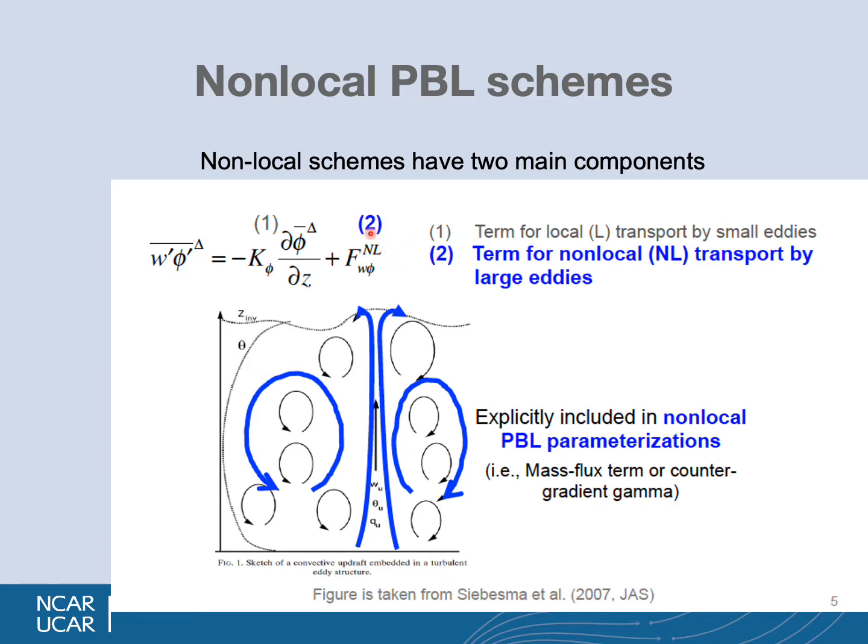The non-local term represents mixing or eddies that are actually not proportional to the local gradient, but more deep, for example, represented here by these larger blue arrows, which are bigger than the vertical grid scale. So a lot of schemes have to deal with these types of eddies and treat them separately from the local, more diffusion-like eddy flux. These non-local terms, as mentioned here, can either be represented as a mass flux term or a countergradient or gamma term.